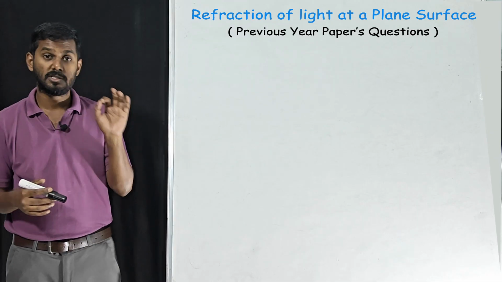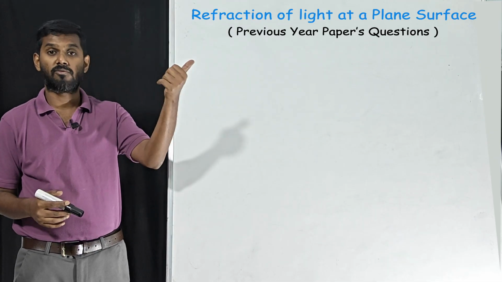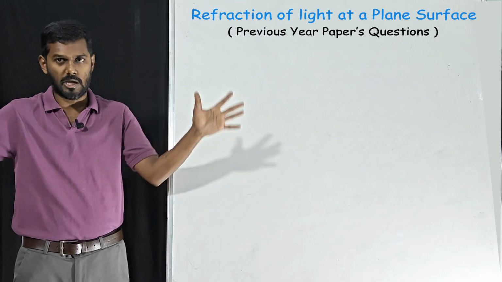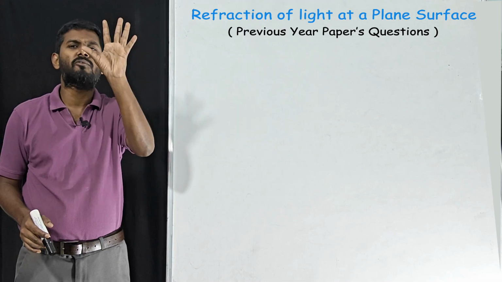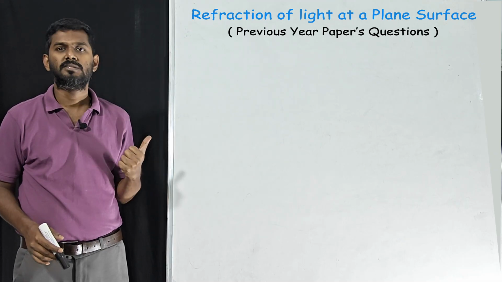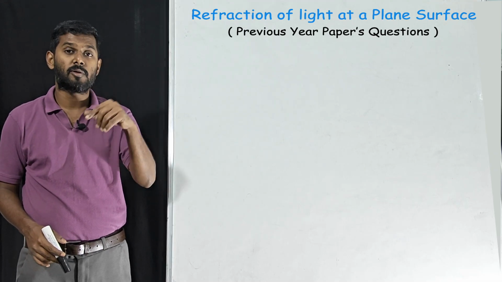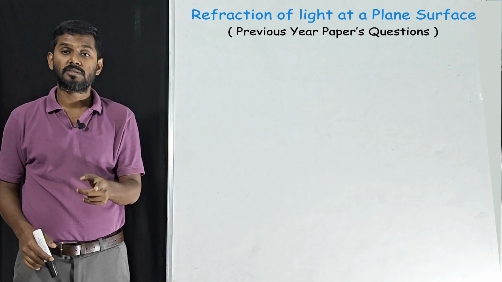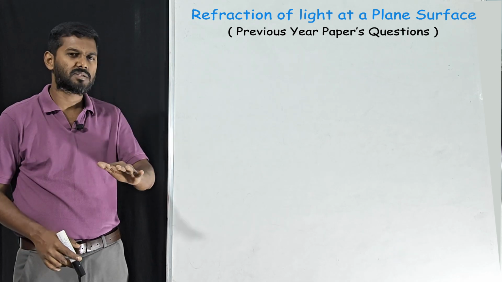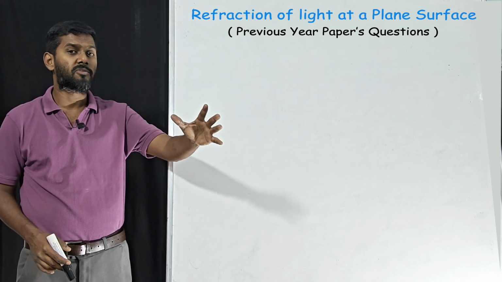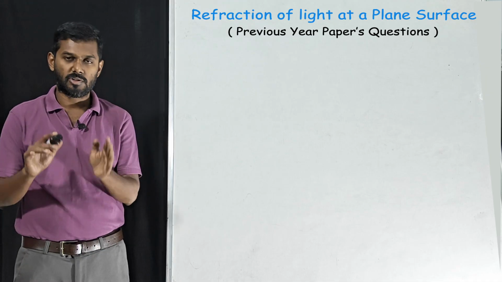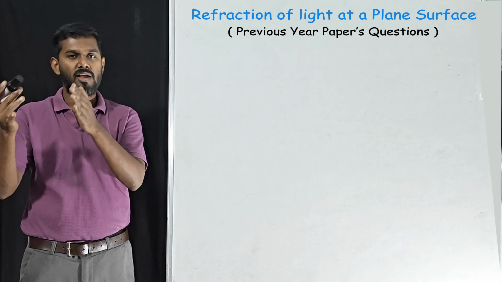Before going to the questions, this is very much important about refraction of light at a plane surface. This is a huge chapter, so every year a minimum of 5 questions will be asked from this chapter. That is why previous year papers based on refraction of light at a plane surface are very important. You will understand how the questions are completely different from the textbook. So without wasting any time, we'll start with the first question.